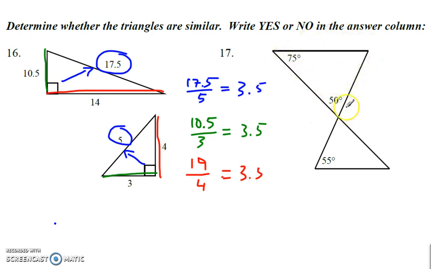Okay, in this one, I need to figure out the angles, because if all the angles are the same, then they are similar. So to figure that out here, I have to do 180 minus these two added together. 75 plus 50, and that gives me 55. So that is this angle here. Because these two are vertical angles, I know that this is 50. If that's 50 and this is 55, this one has to be 75, and that makes these two similar.